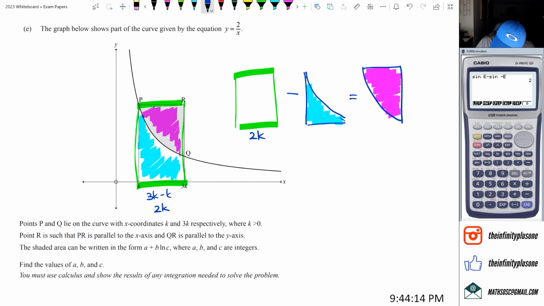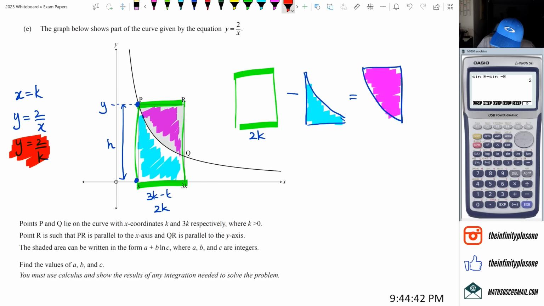The next part is, see how this point right here, from here to here, is the height of the rectangle, but it's also the y value. So if I substitute when x is equal to k, y is equal to 2 over x, so y is equal to 2 over k. So this 2 over k is what this y value is, which means the height of the rectangle is 2 over k.